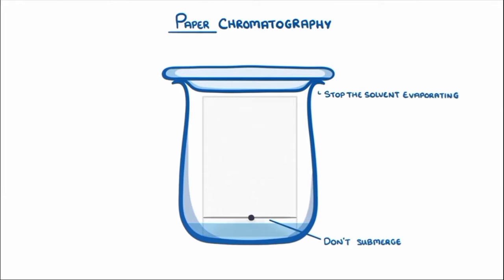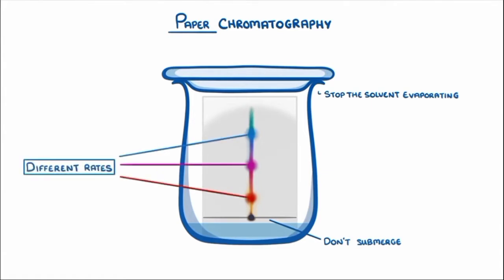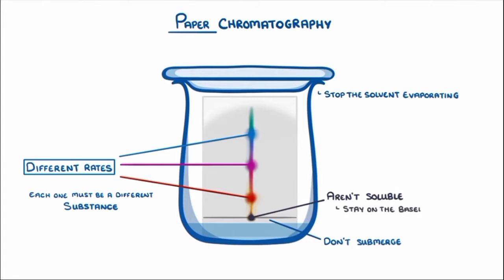Then we just wait for the solvent to seep up the paper, and as it does so, the different dyes that make up our ink will dissolve in the solvent and move up with it. What makes this interesting, though, is that each of the different dyes will travel up the paper at different rates, and so they'll end up separating out, which tells us that each one must be a different substance. So we've basically separated out the different substances. However, if any of our chemicals aren't soluble in that solvent, then they won't be able to dissolve and move up the paper, so they'll just stay on the baseline.